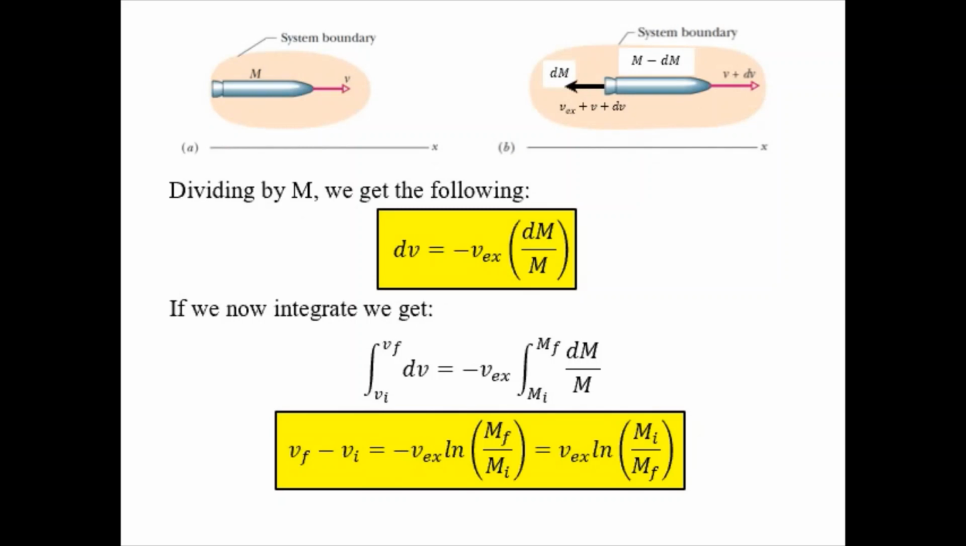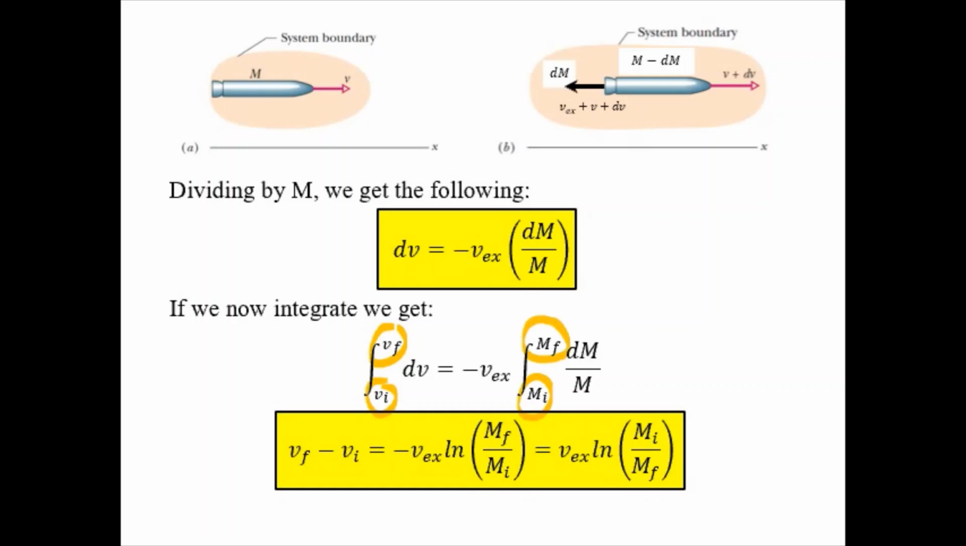Now, if we take that equation and divide by capital M, the mass of the rocket, we get the following equation. And you might recognize that to get from dv to v, we're going to have to integrate, because when you differentiate, you're doing the opposite of integrating. So if we want to get back to what v would be, we have to integrate. If we integrate dv from v initial to v final on the left side, then we have to integrate on the right side as well, from the initial mass of the rocket to the final mass of the rocket.